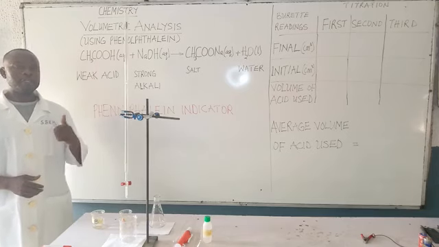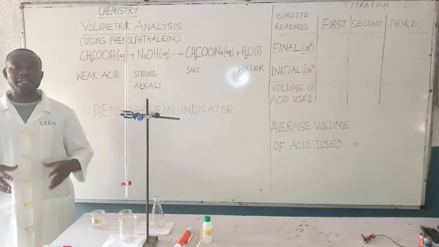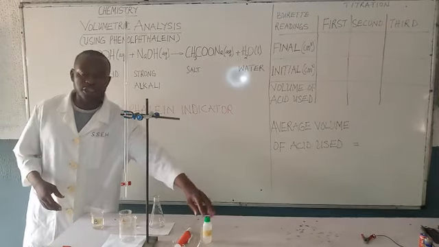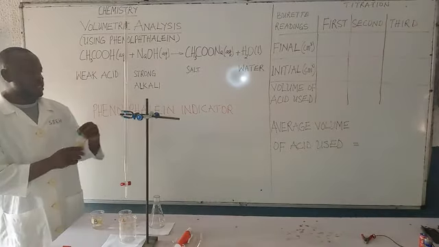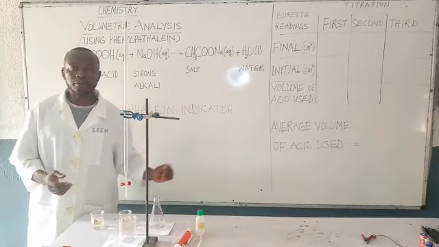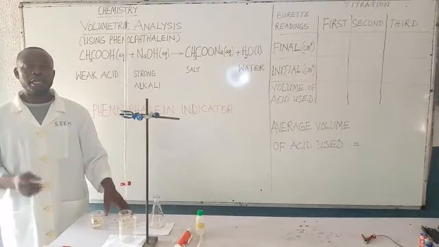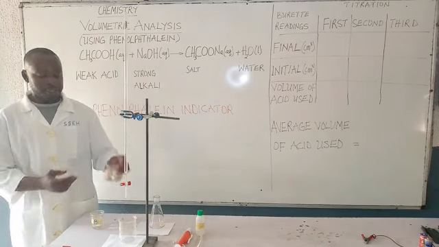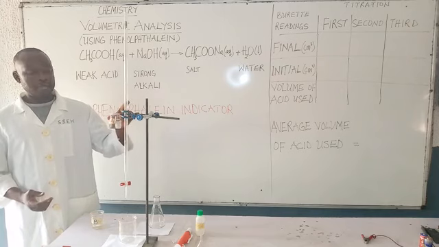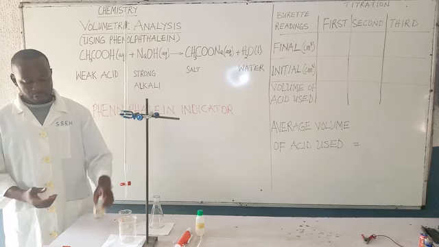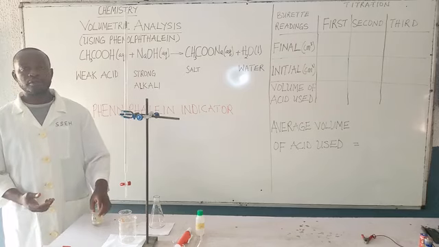And on the board, you see that we're going to use phenolphthalein. Phenolphthalein is an indicator. What do we mean by an indicator? In chemistry, when we're carrying out titration, the reagents are usually colorless. Like the acid you're seeing here is colorless. The base is also colorless.